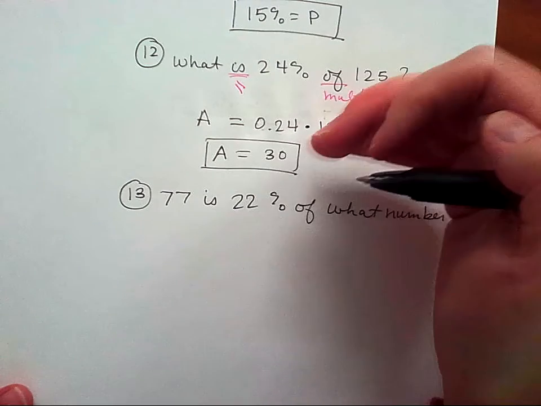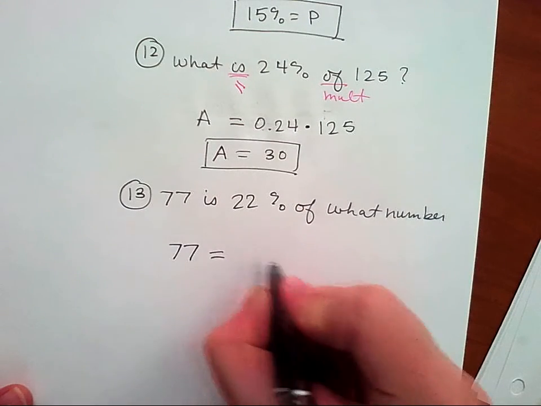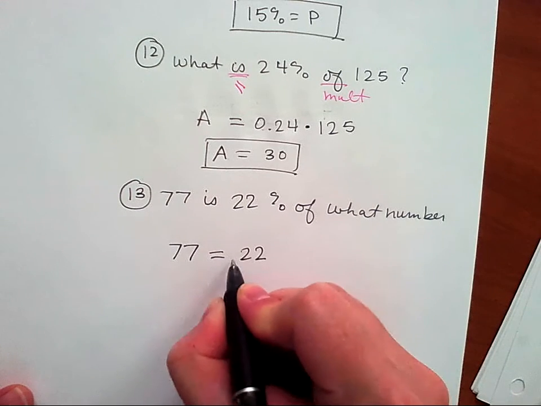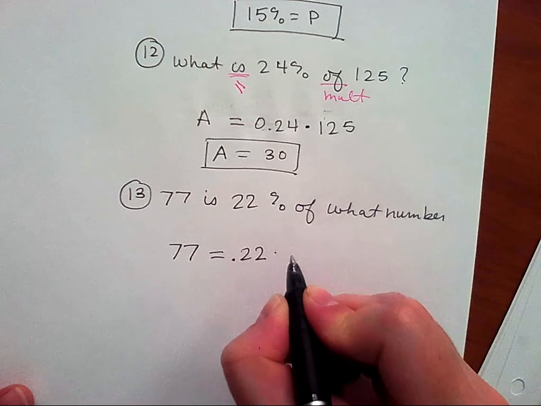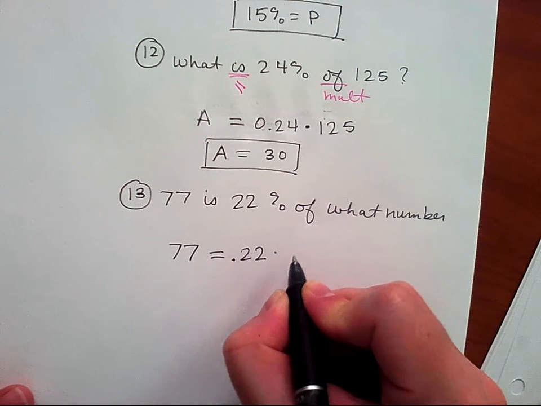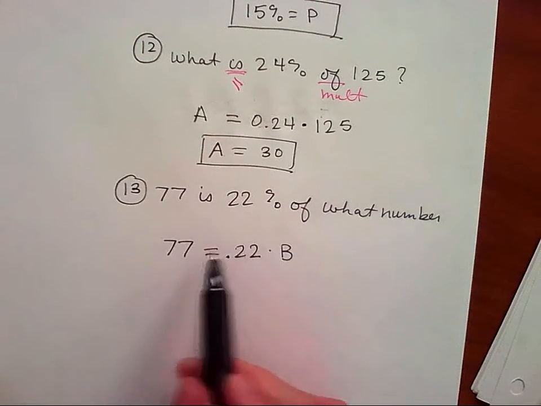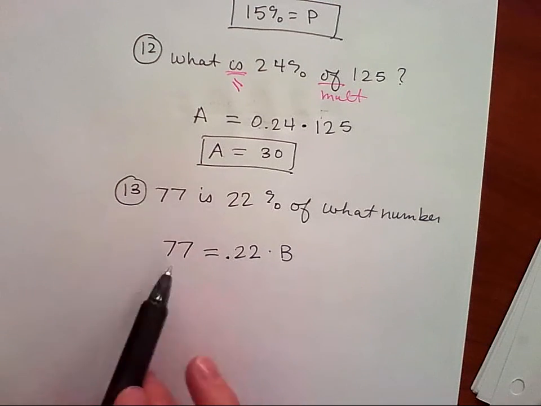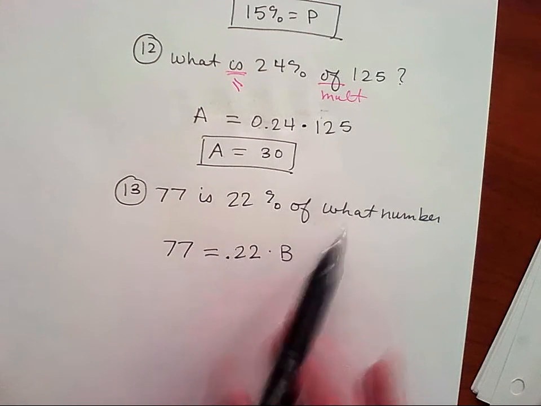So translate exactly from the question to the equation. 77 equals 22%, 0.22 times, we'll call it B. What do you guys think? Is equals, of multiplication, what number? That's the question. That's what we're looking for. So 77 equals 22%. You change it to a decimal of what number?